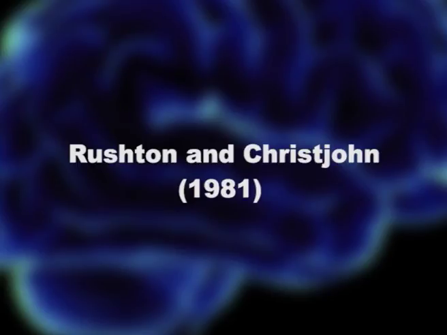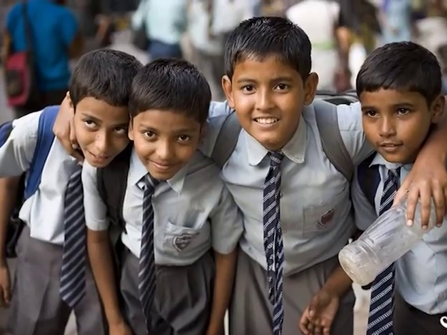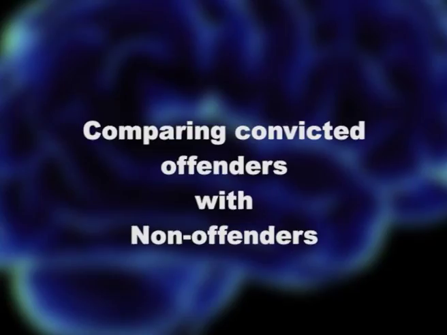Rushton and Christjohn in 1981 compared E, N and P scores with self-reports of delinquency in school children and students. They found that those who reported higher levels of delinquency also scored higher on E, P and N. These correlations are consistent with Eysenck's prediction. However, studies of official delinquency, for example comparing convicted offenders with non-offenders, do not produce such clear-cut results.